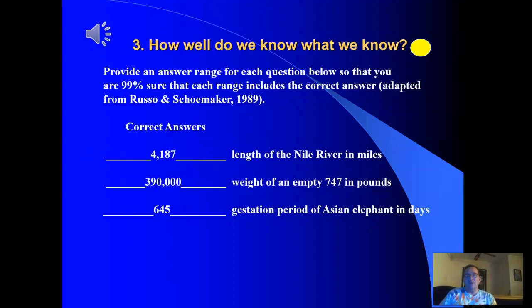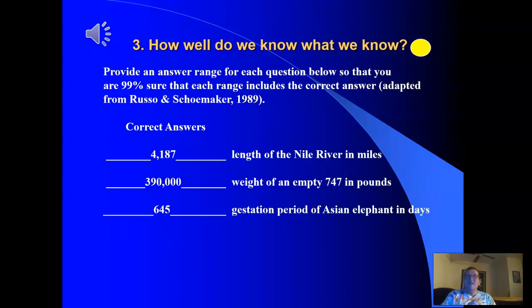The correct answers are 4,187 miles. The Nile River is the world's longest river. I'm pretty sure it's even longer than the Amazon. Way longer than the Mississippi, which is a very long river. And the most tricky question to most people, the gestation period of an Asian elephant is not that far short, just a couple of months short of 2 years. They're pregnant for a very long time. Now they make 180-pound babies, so maybe if you thought about that, you might have thought it would take longer.